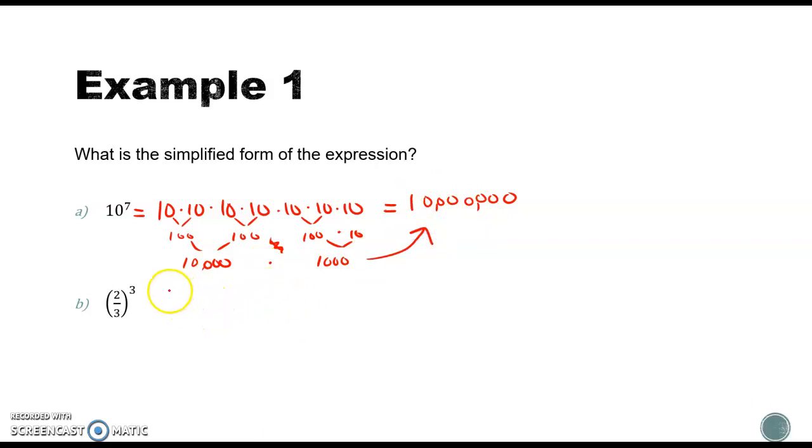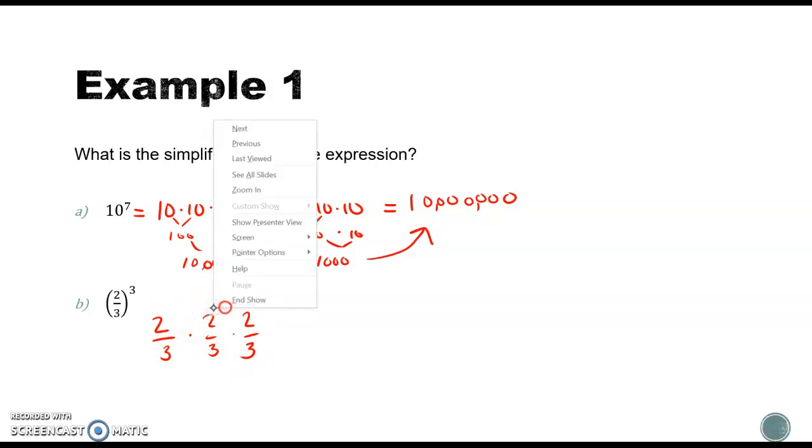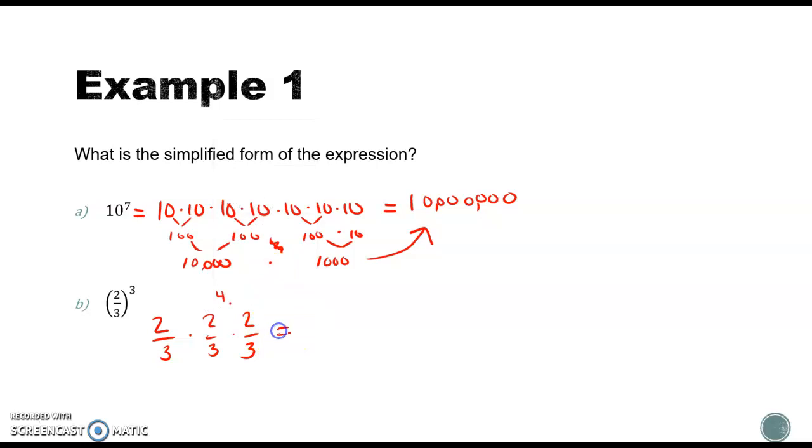All right, fractions. I can write this as 2/3 times 2/3 times 2/3, and I can then multiply 2 times 2 is 4, and 4 times 2 is 8. And so we end up with 8 on the top because with multiplying fractions, we just multiply straight across. And then 3 times 3 is 9, and 9 times 3 is 27. And so that is our answer.